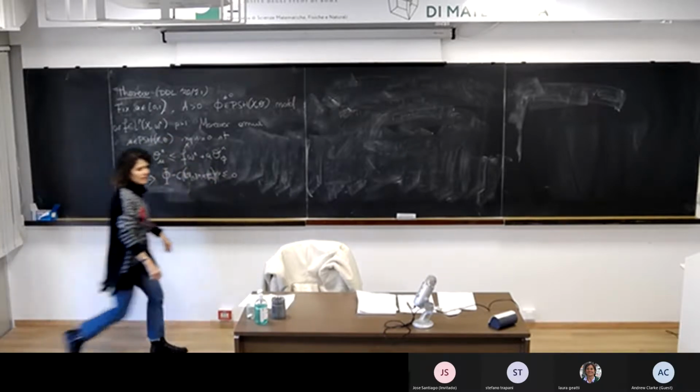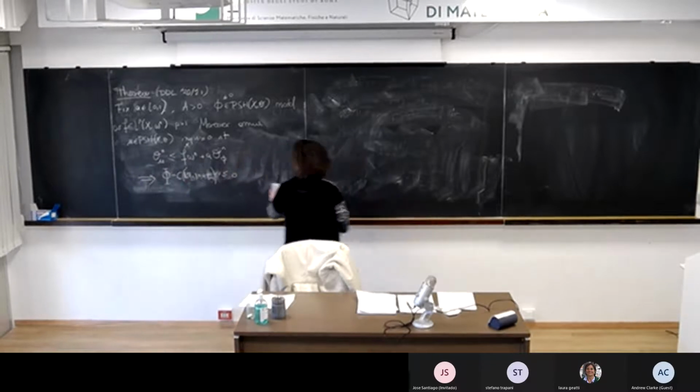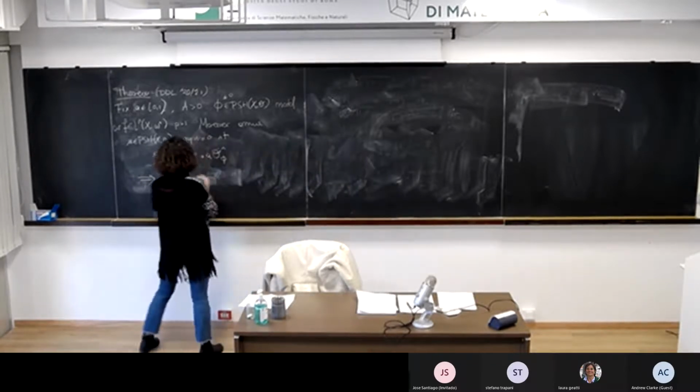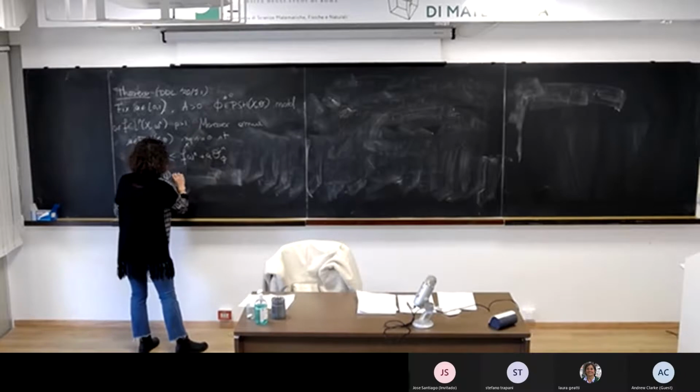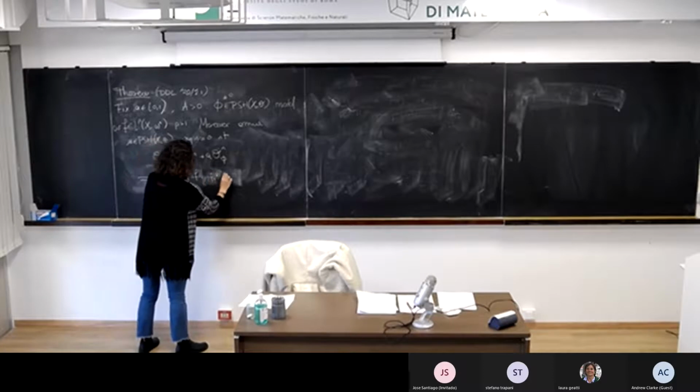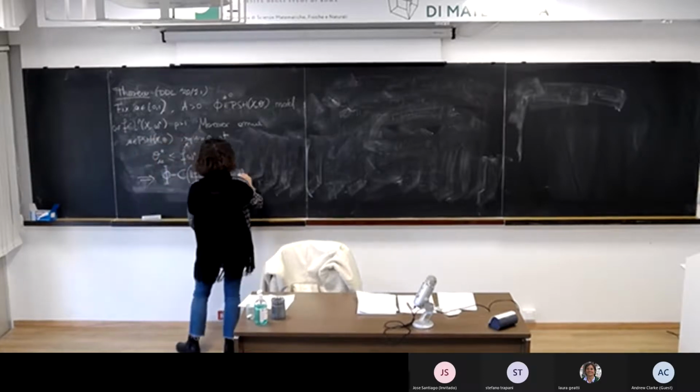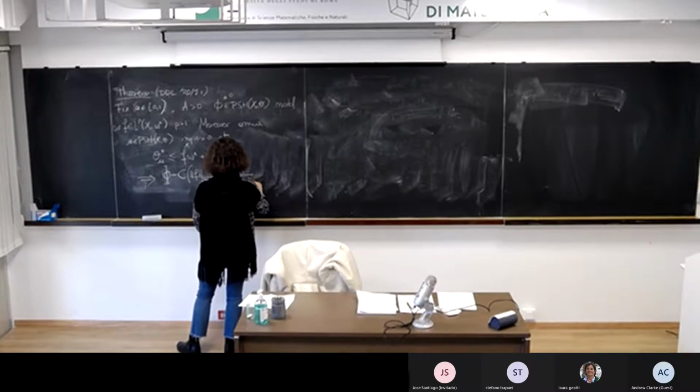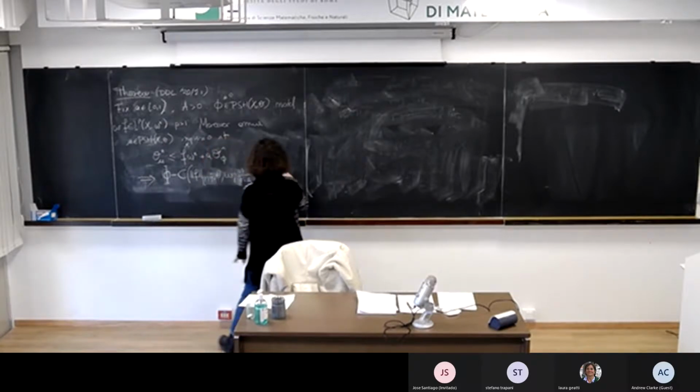Maybe I should write bigger, this is important. So let me write the same thing bigger, okay? Phi minus a constant that depends on the L^p norm, on p, on n, on omega, and on 1 divided by 1 minus a, and it is less or equal than u.